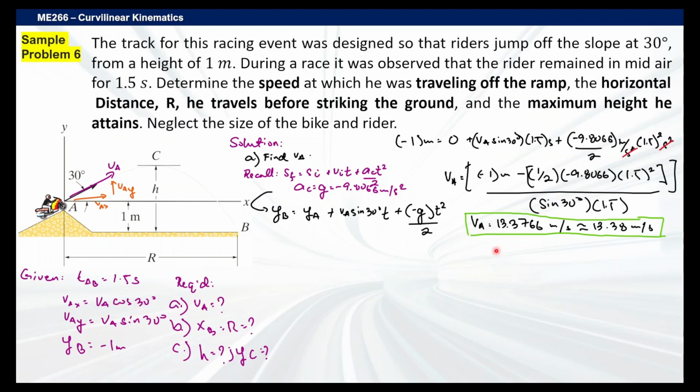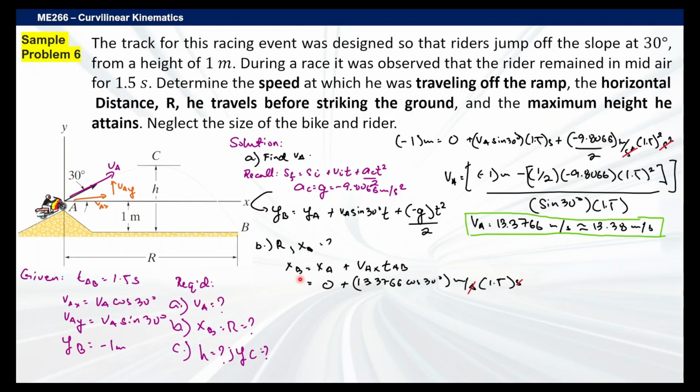So now that we know our VA, we can determine the rest. So for example, for range, we're gonna be using yung VAX natin dito. So we can use yung formula na to, which is yung XB equals to XA plus VAX TAB. I'm just putting labels lang naman dun. So in this case, we already know XA, which is 0, but we don't know yung final position niya, which is R dito. Okay, so XA should be 0 here, and then XB is yung total niya, so which is yung R. Okay, we know VAX. VAX is, we can get na yun via VA cosine 30 degrees. And TAB is still 1.5 seconds eh.